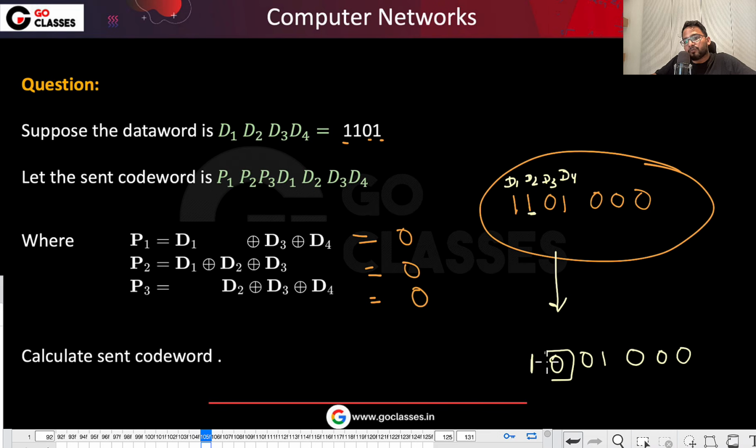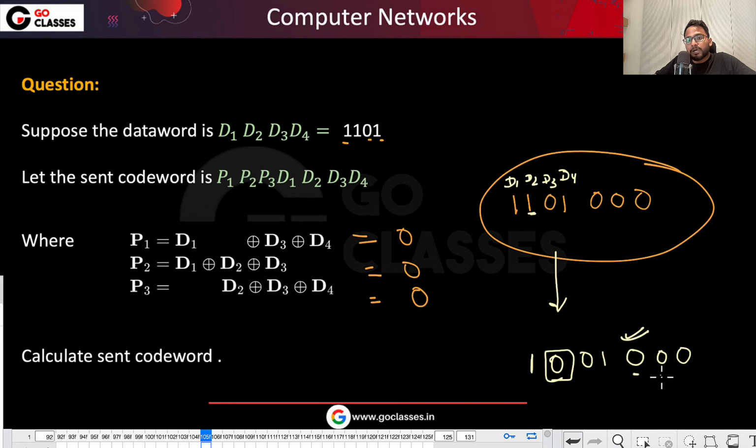Okay, this D2 got flipped. Then you will anyway calculate P1, P2, P3, right? If you calculate P1 at the receiver side, then it will use D1, D3, D4. So P1 will be correct. P1 will say that, okay, there is no problem.